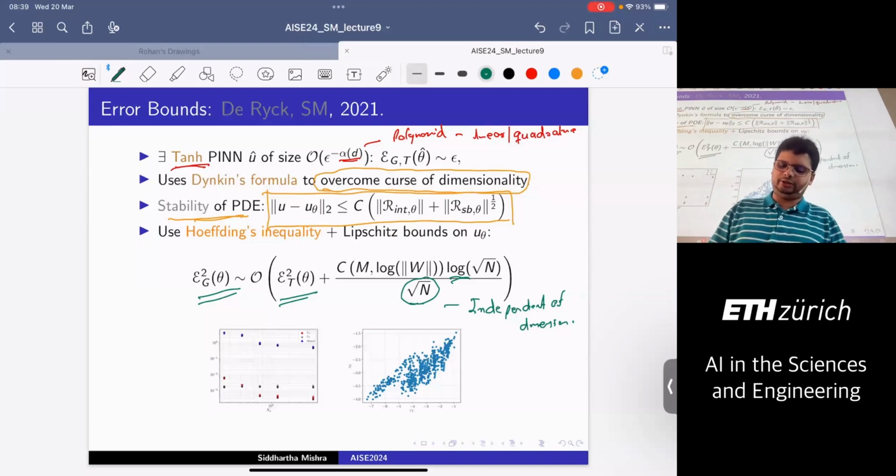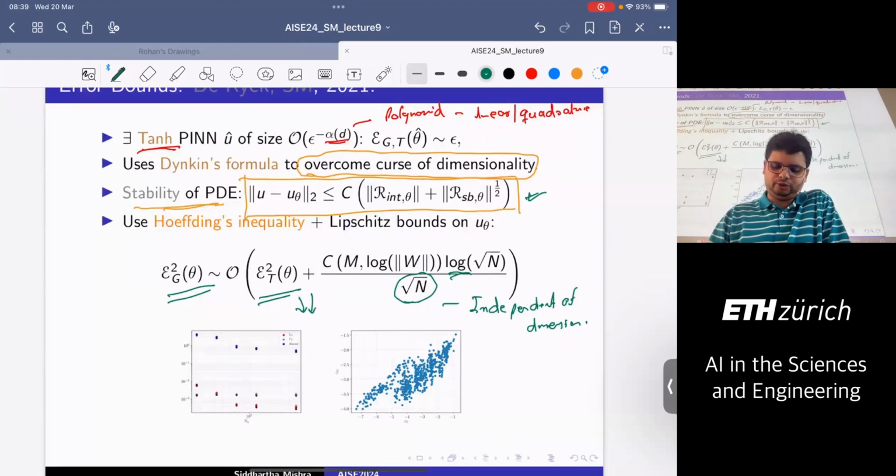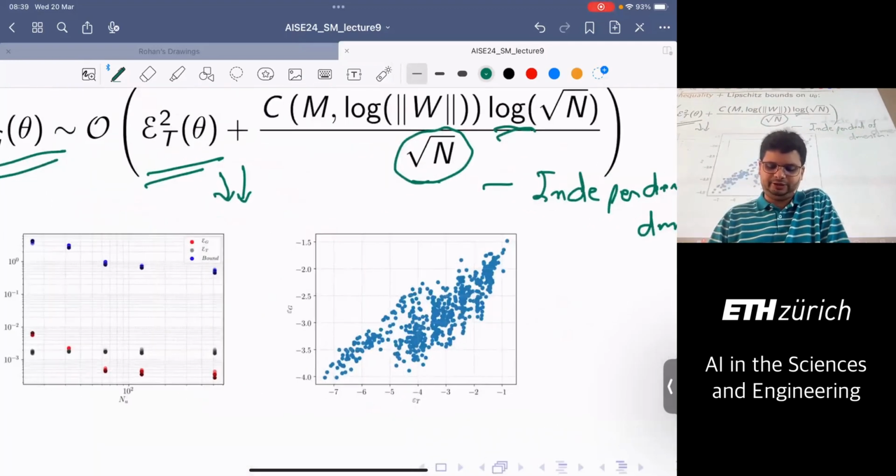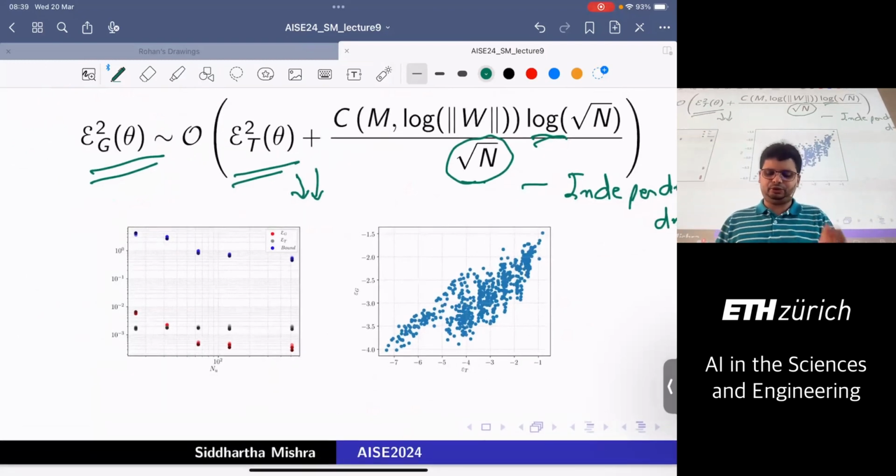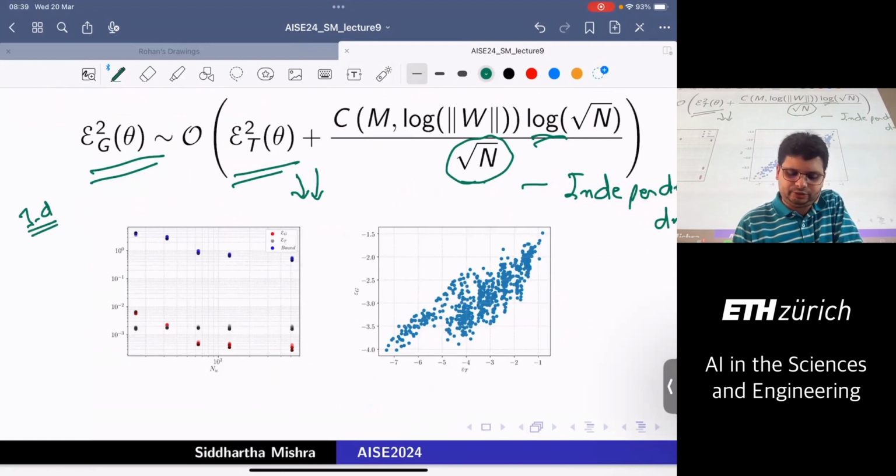And because of Monte Carlo, if you take a sufficient number of points, independent of the dimension, by the way, this estimate was also independent of the dimension. So all this is independent of the dimension. As long as you have small training errors, which is a big if, then the total error is going to be small. And this is also borne out through actual numerical experiments. Let me show you this example. This is in 1D, but it's already telling you what's going on.